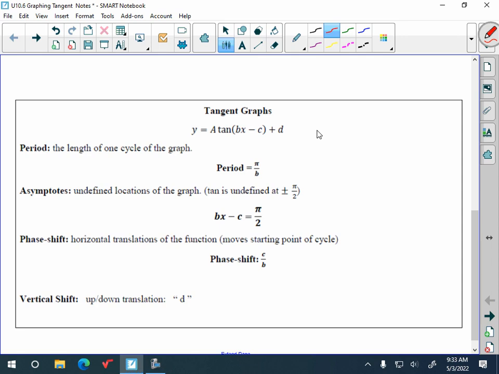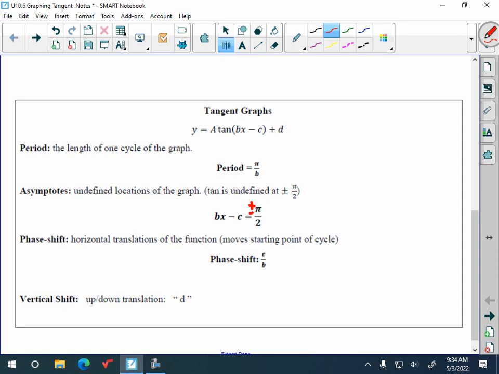To find the asymptotes, we can set whatever is inside the parentheses, it doesn't matter what it is, we set it equal to plus or minus pi over 2. All right, and we'll solve for x. So go ahead and put plus or minus pi over 2.